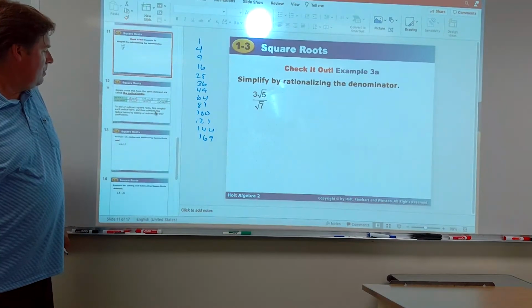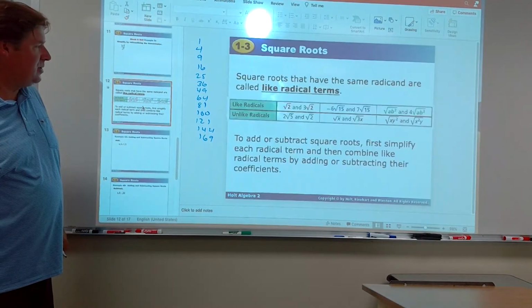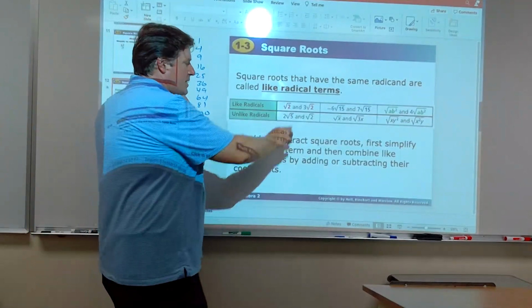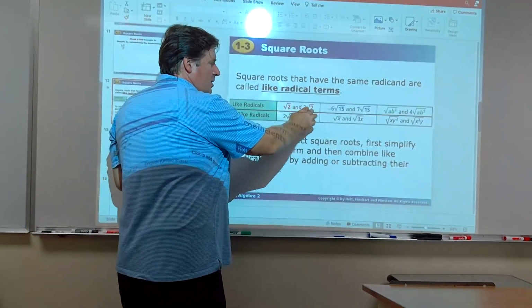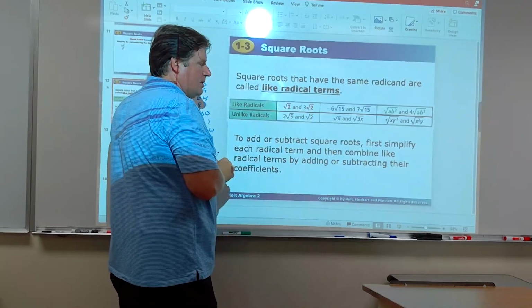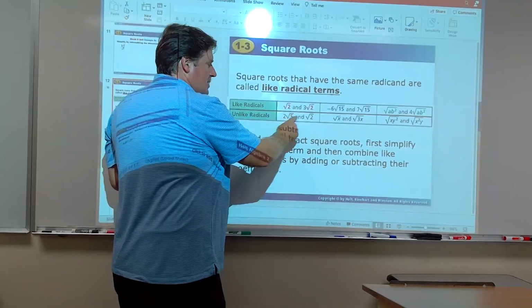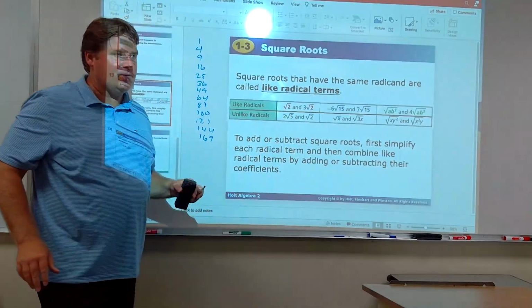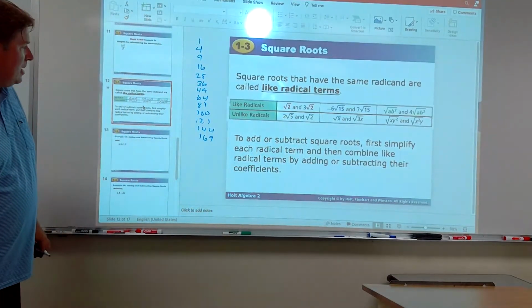All right, other things that we'll do here is talk about adding like terms, much like we've done with x's and y's before. If we have the same radical, we can add those together. 1 root 2 and 3 root 2 would be 4 root 2. Now, if the radicals are not the same, then we can't add or subtract those together. You can only add like radicals. All right, so let's take a look at a couple and see what we're talking about.